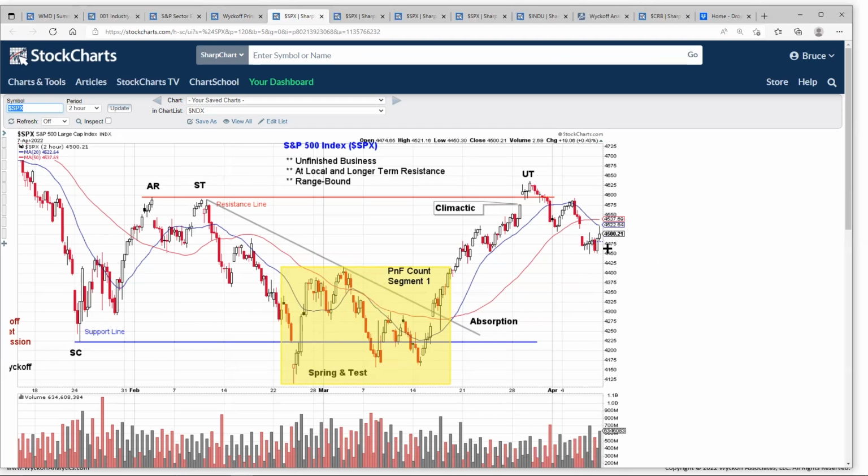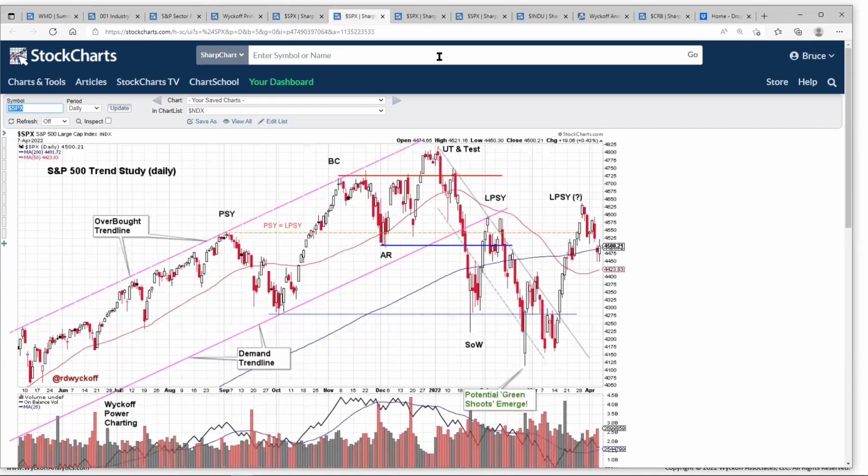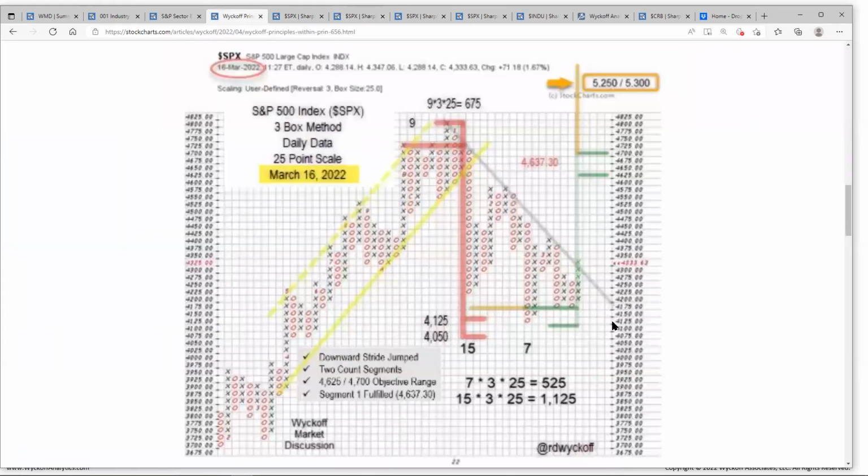But this pullback here, if it goes further, and it may just hold here, go back up to resistance and then develop a tight range, but that backup or this pullback into a last point of support gives us a count that potentially takes the S&P to a new high. And of course, we're going to have to really watch for that. But let's go back to the point and figure. Well, what is that count? So from here over to the selling climax low is 15 columns times 3 times 25, 1125 S&P points, substantial.